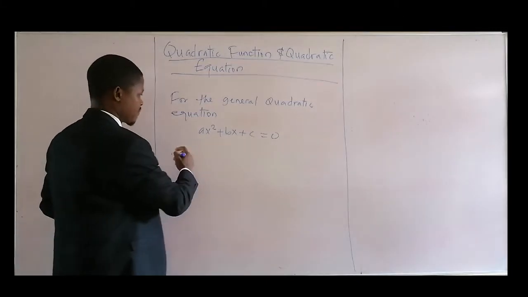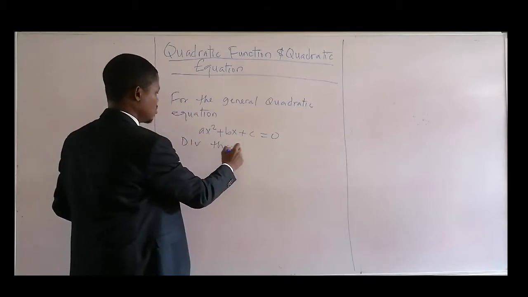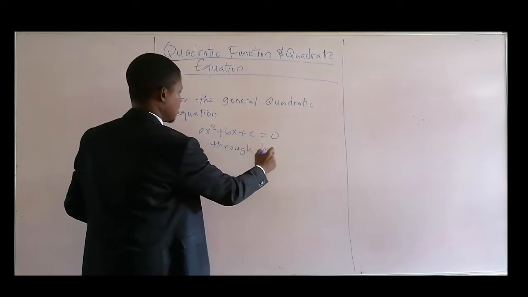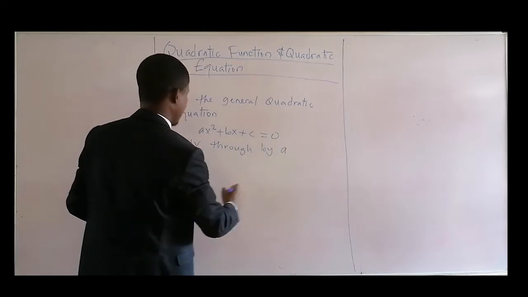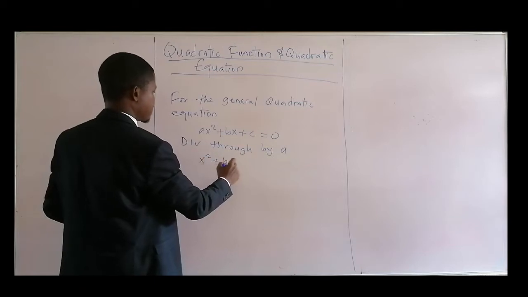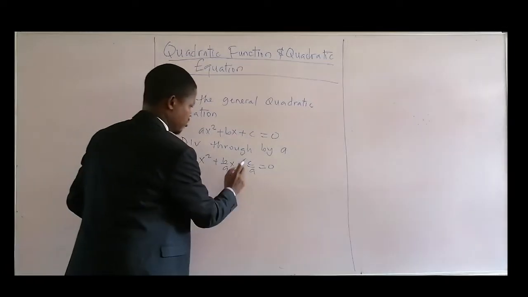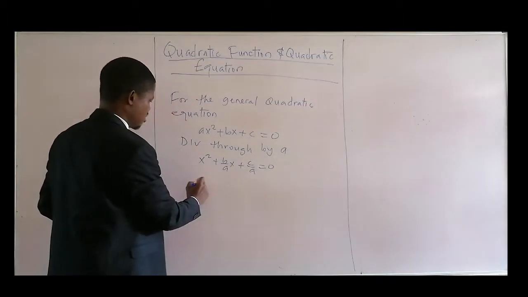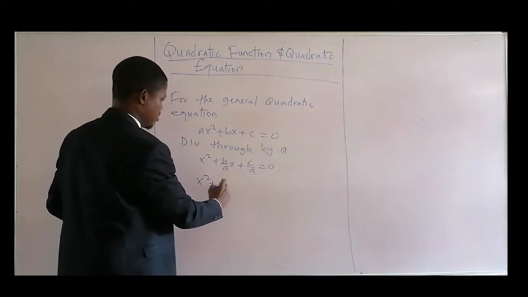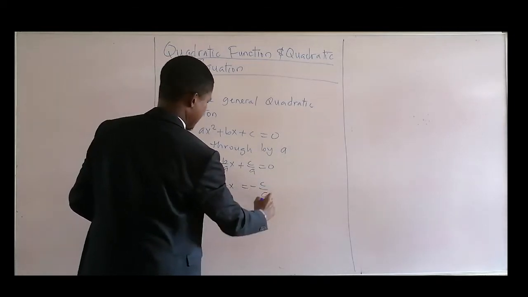So step 1, can we divide through by a? So we have x squared plus b over a x plus c over a equal to 0. Then let's move this one to the other side. So that will be x squared plus b over a x equal to minus c over a.